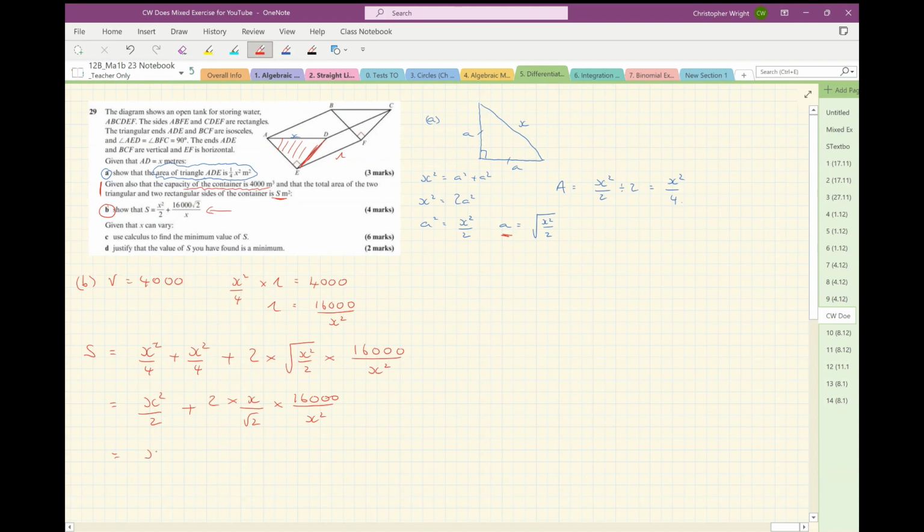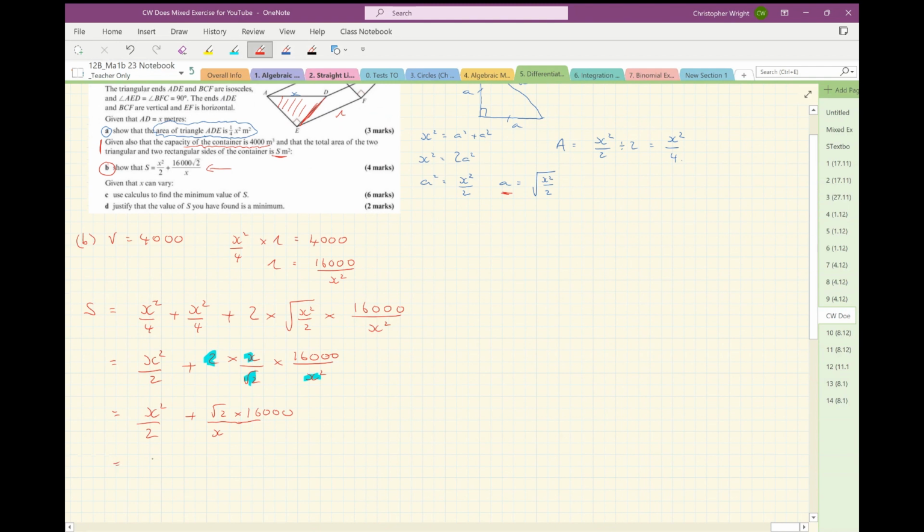Right, so that's going to be x squared over 2 plus, now I can do some cancelling here. The 2 and root 2 just leave me with a root 2 on the top. Now the x and the x squared just leave me with an x on the bottom, and now I've just got times 16,000 left. Look at that, it's starting to look as I've been asked in the question. I just need to rewrite that as 16,000 times root 2 over x, and there you are. The question says show that S equals x squared over 2 plus 16,000 root 2 over x, and I have done that, and that is part B done.